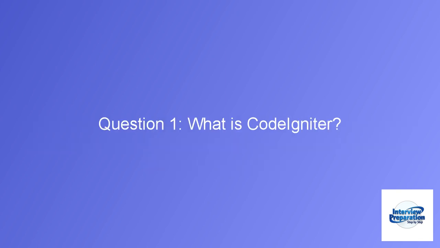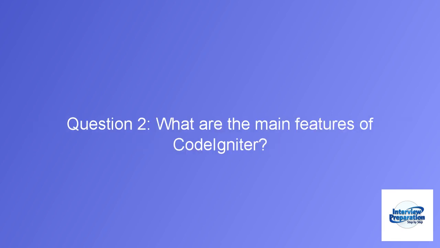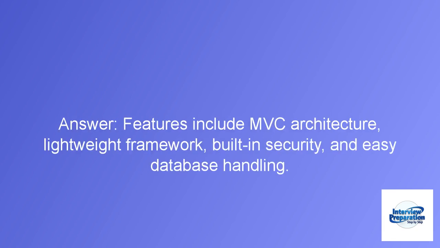Question 1. What is CodeIgniter? Answer. CodeIgniter is a lightweight PHP framework for building web applications. Question 2. What are the main features of CodeIgniter? Answer. Features include MVC architecture, lightweight framework, built-in security, and easy database handling.